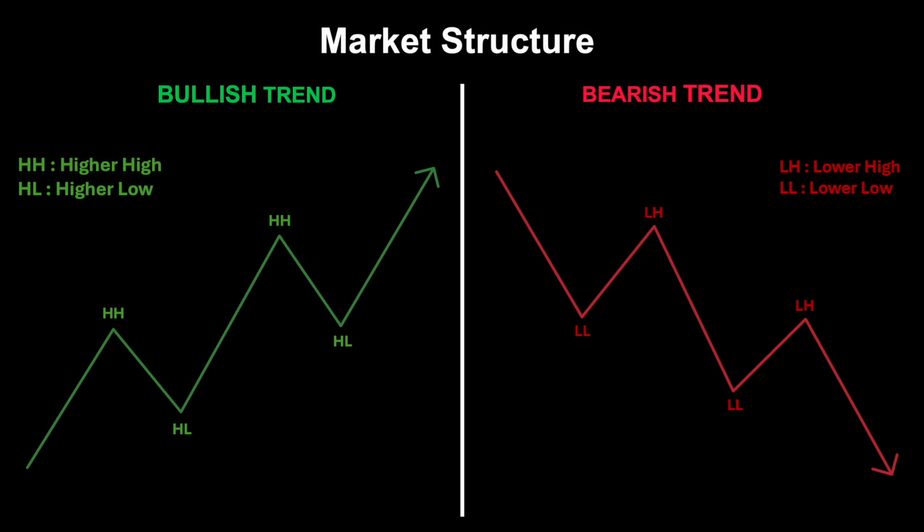Price makes lower highs and lower lows. Every new high is lower than the previous one. Every new low is lower than the previous one. The market is falling. Now the first thing you need to understand is what a swing high and a swing low are.